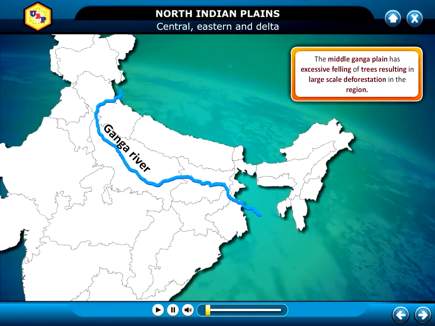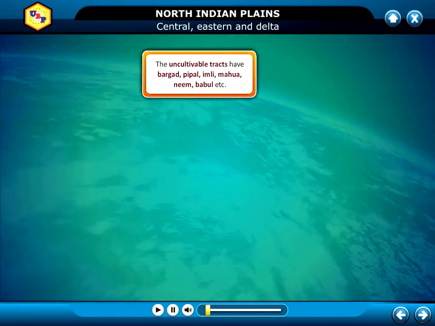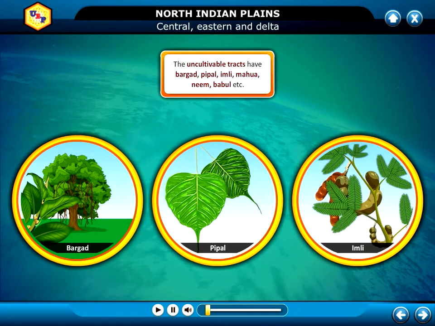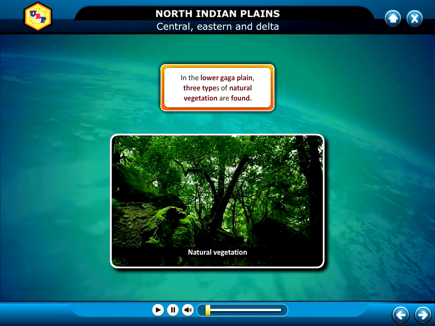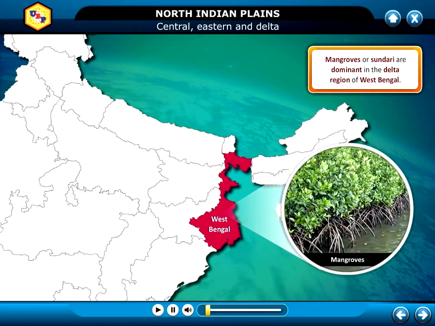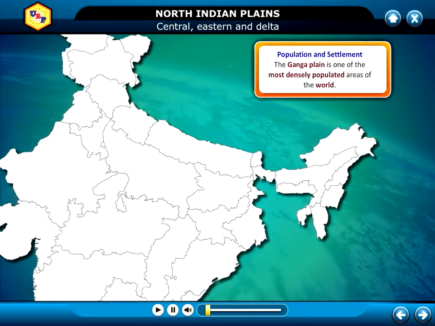The middle Ganga plain has excessive felling of trees resulting in large-scale deforestation in the region. The uncultivable tracts have bargad, peepal, imli, mahua, neem, babul, etc. In the lower Ganga plain, three types of natural vegetation are found. Mangroves or Sundari are dominant in the delta region of West Bengal.